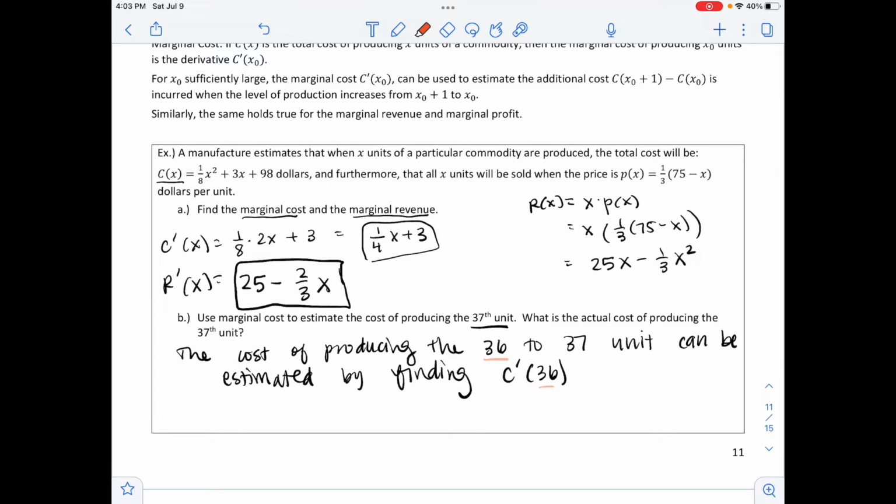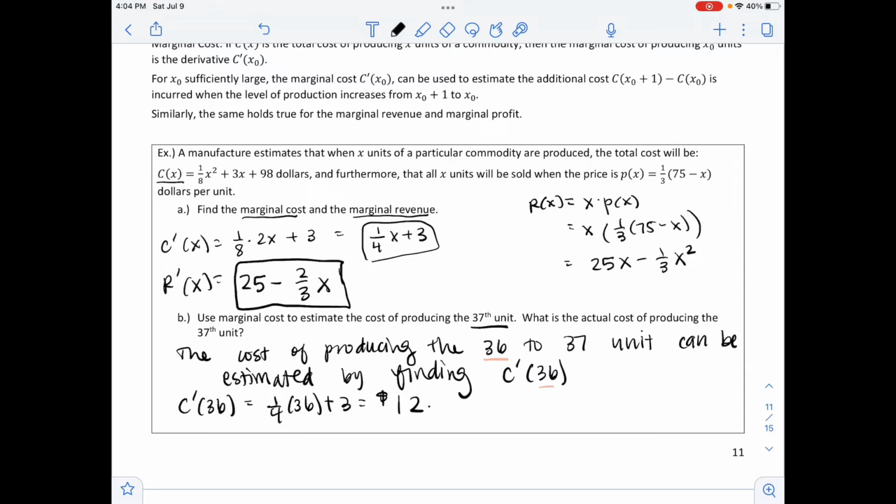So notice that we're substituting in that 36th value. And so our C prime of 36 would be equal to 1/4 times 36 plus 3, which works out to being $12. So this is the estimate: producing the 37th unit would cost an additional $12.